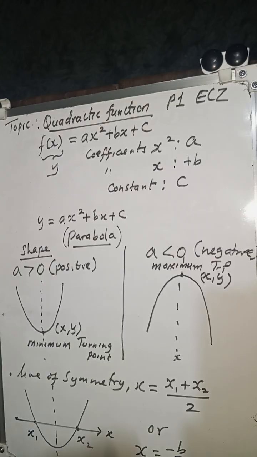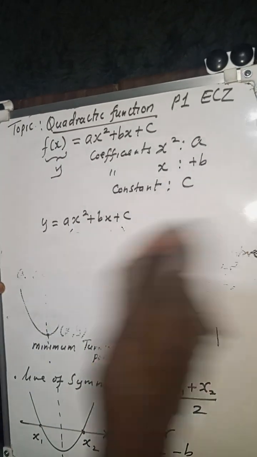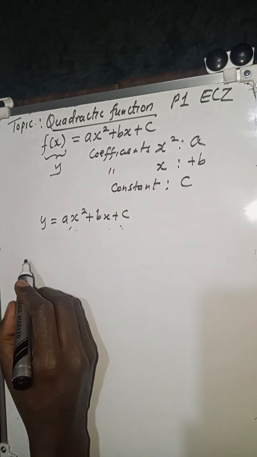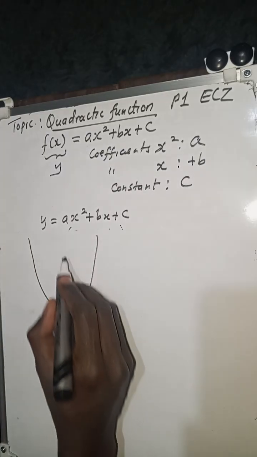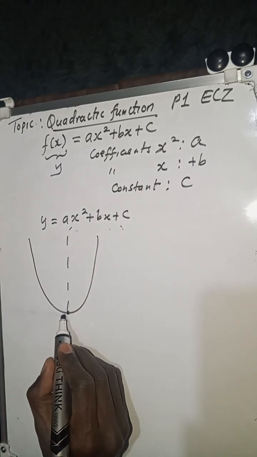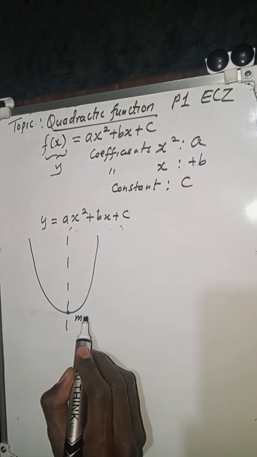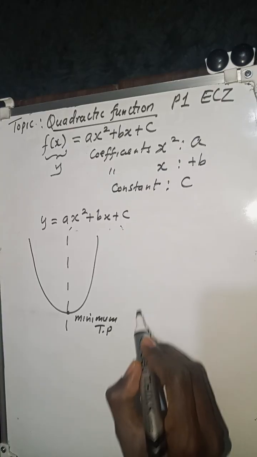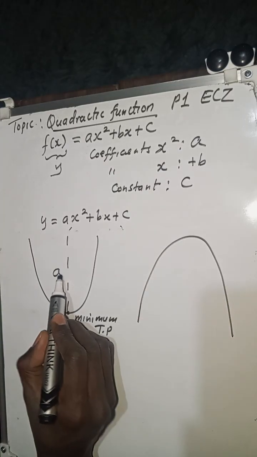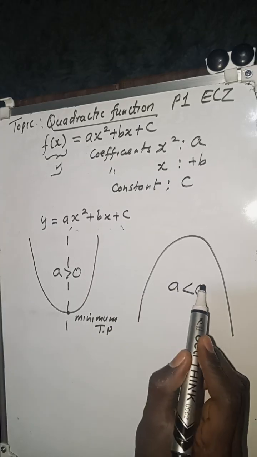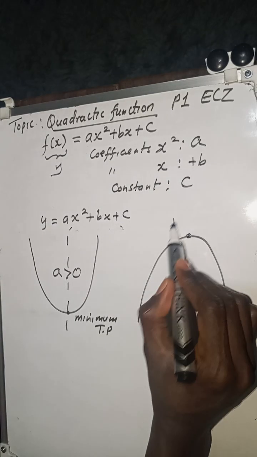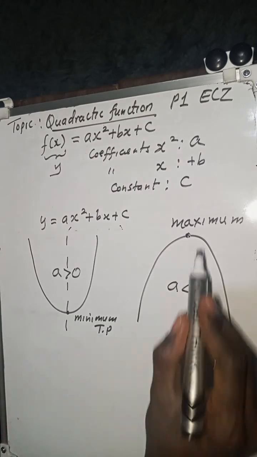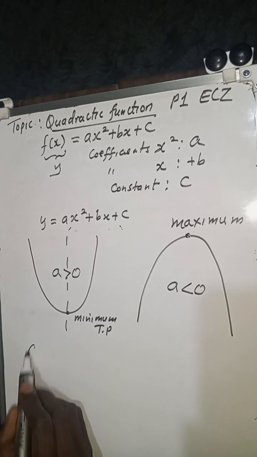All right, let me give you some more ideas so that you are able to see exactly what we need. Sometimes they can ask you whether the curve has a minimum turning point or a maximum turning point. Remember, when a is greater than 0 it is a minimum, but when a is less than 0, your turning point is going to be a maximum. So you can find the coordinates of the turning point. How do you get the coordinates of the turning point?